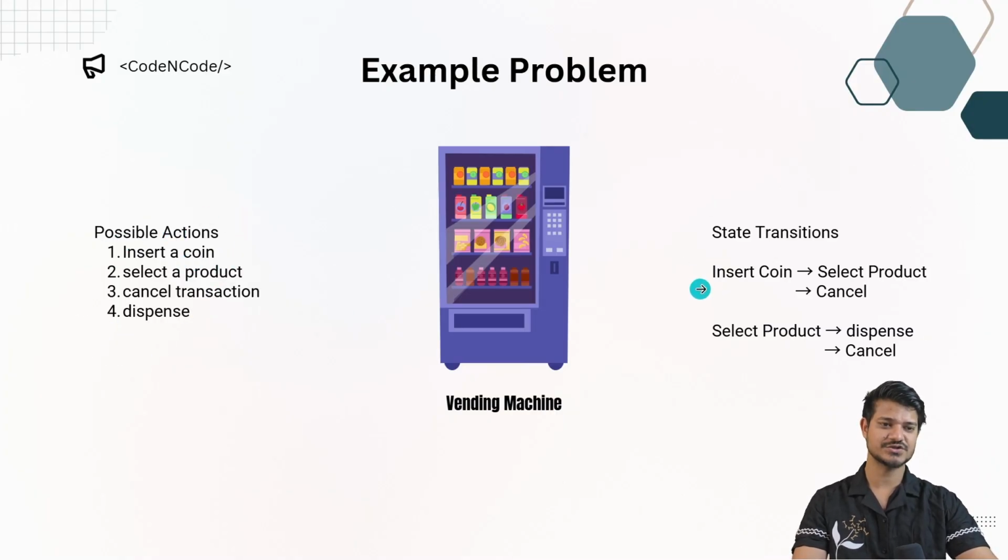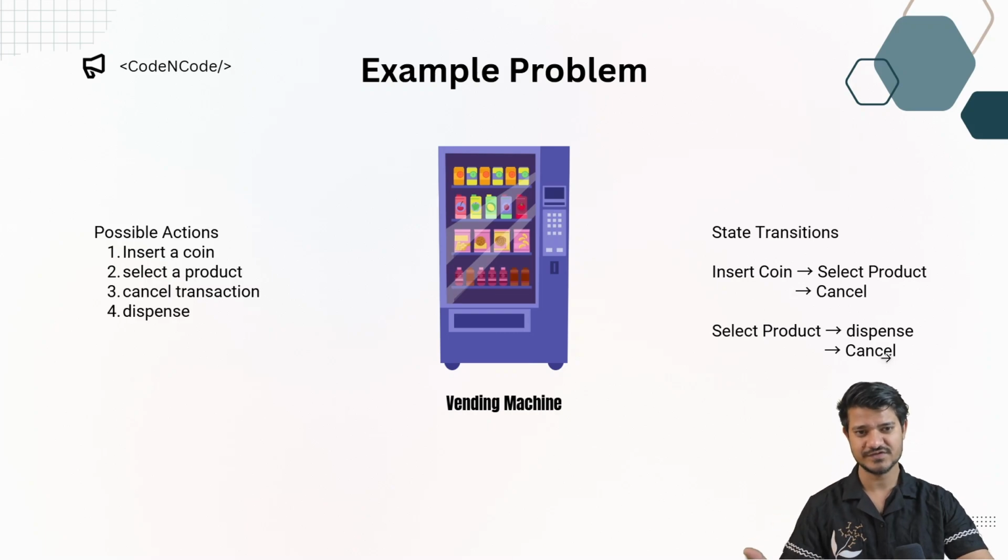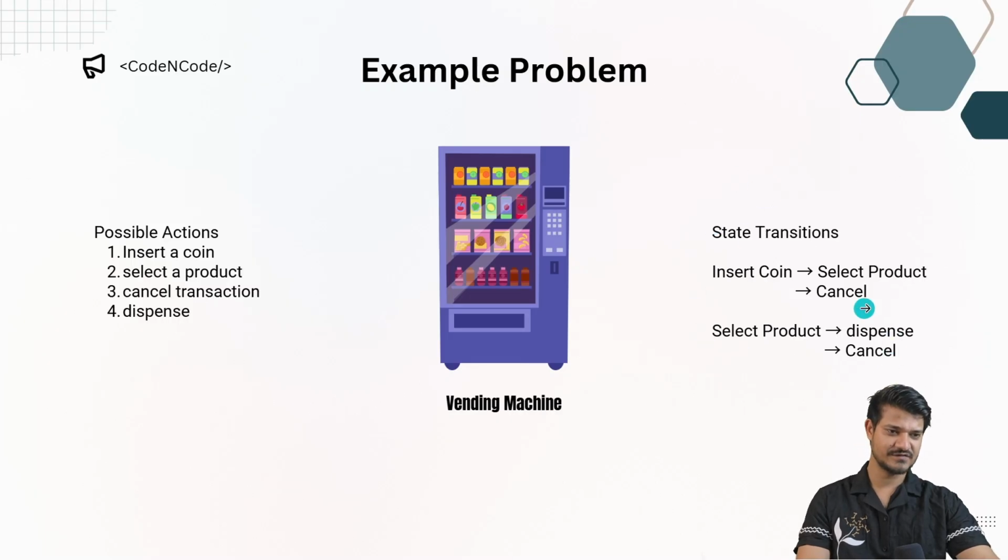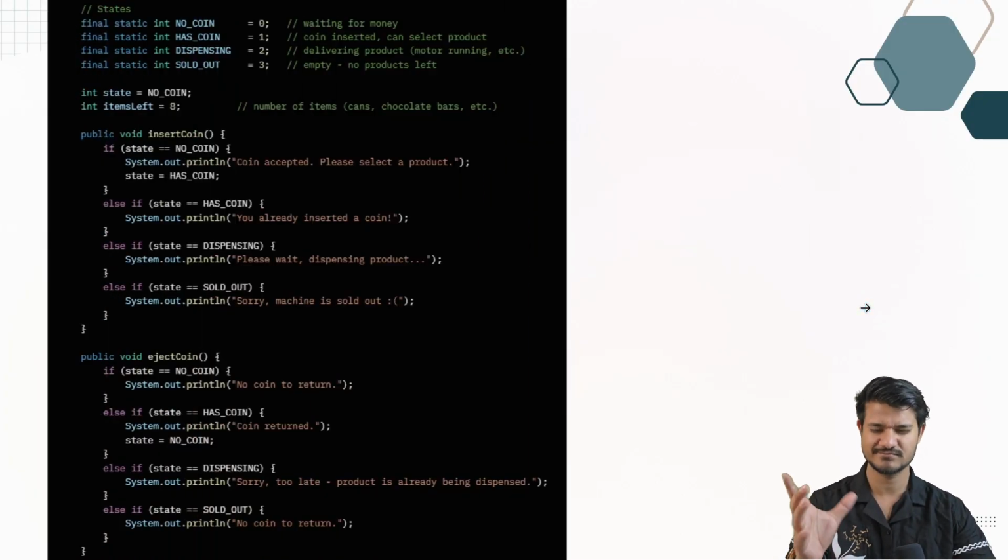So there are state transitions also. From the insert coin state, you can go to select a product or you can cancel it. From select, you can dispense or cancel it, right? So there are multiple transitions of the states also. So if you're doing it using traditional switch case or if else, you have to take care of these also. And again, you have to use if else conditions to do this also, right? And that makes your code look not so good.